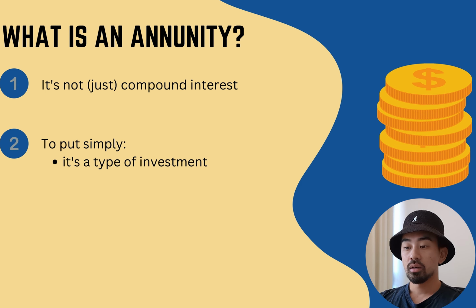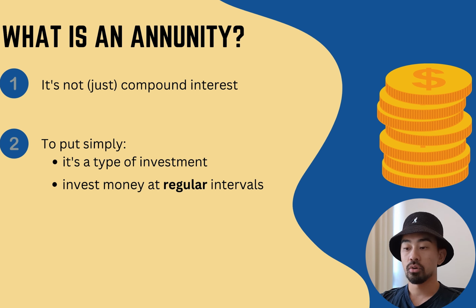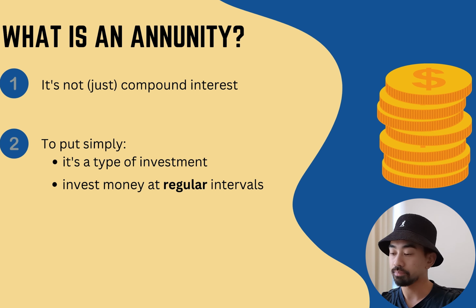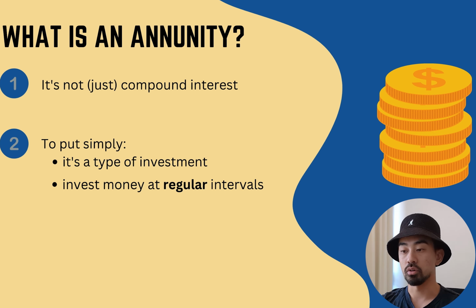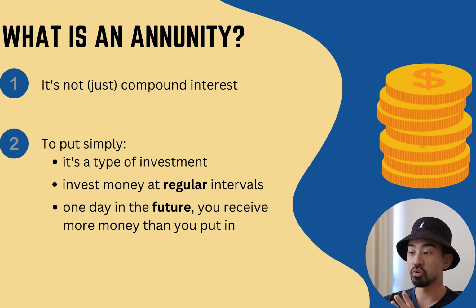Okay. To put it simply, an annuity is just a type of investment. So it's like any other type of investment, like property or shares. It's just a type of investment where you're obviously trying to build wealth. So the key thing about an annuity is you're investing money at regular intervals. That could be yearly, quarterly, monthly, however many intervals you choose. That is the key. Now, obviously, when you're trying to invest in something, the idea is you want to make more money in the future, and that's basically the gist.